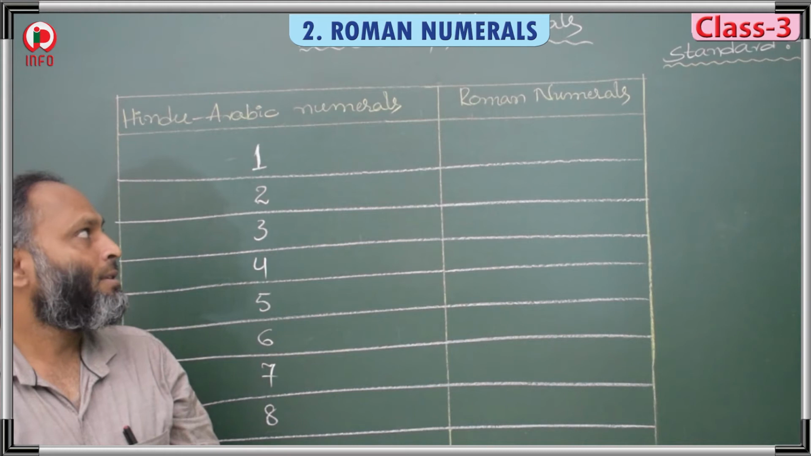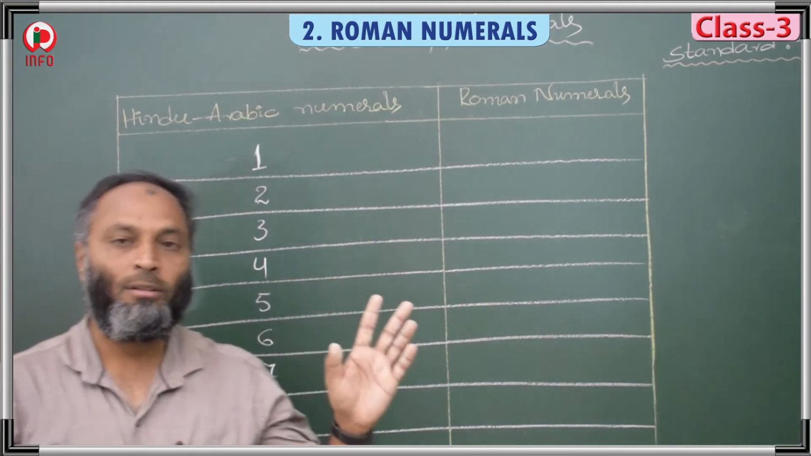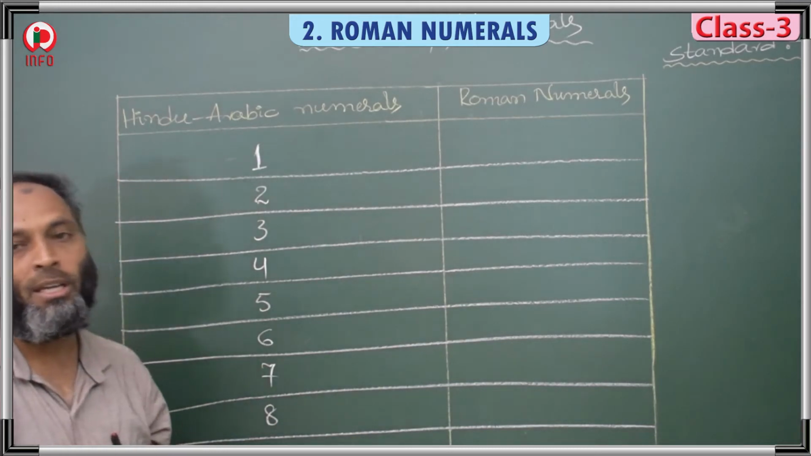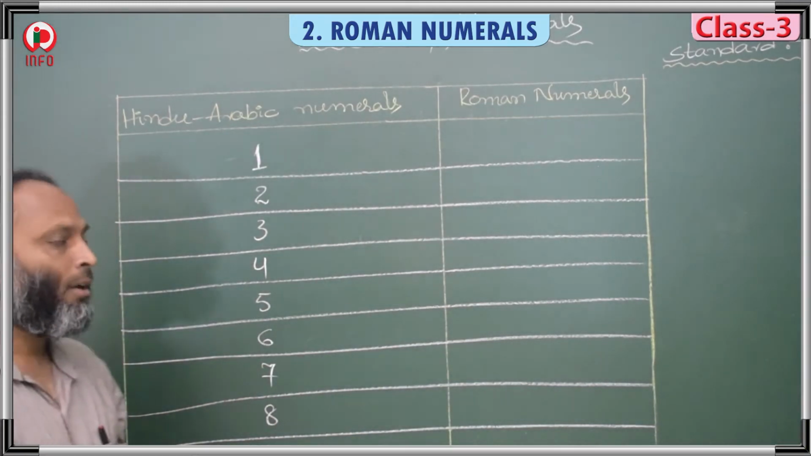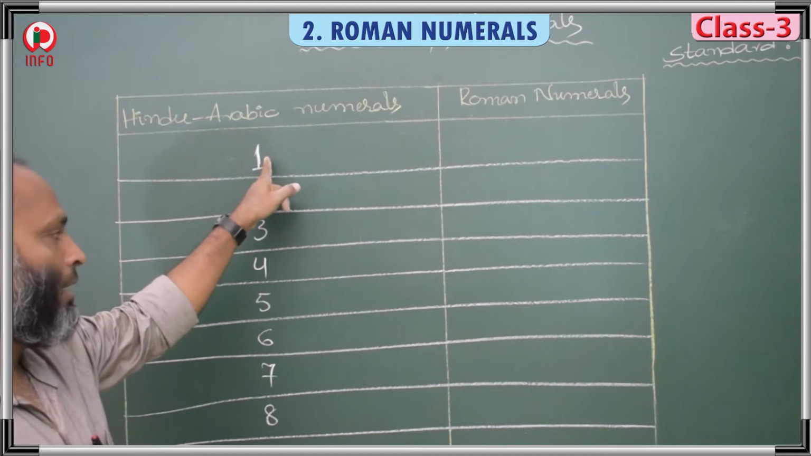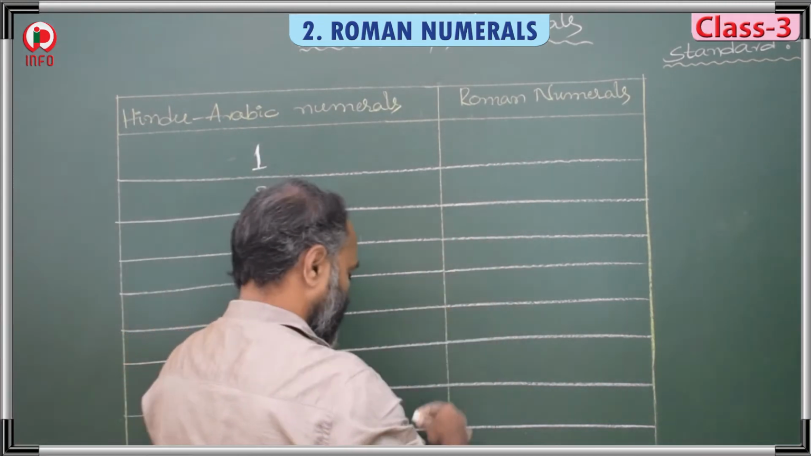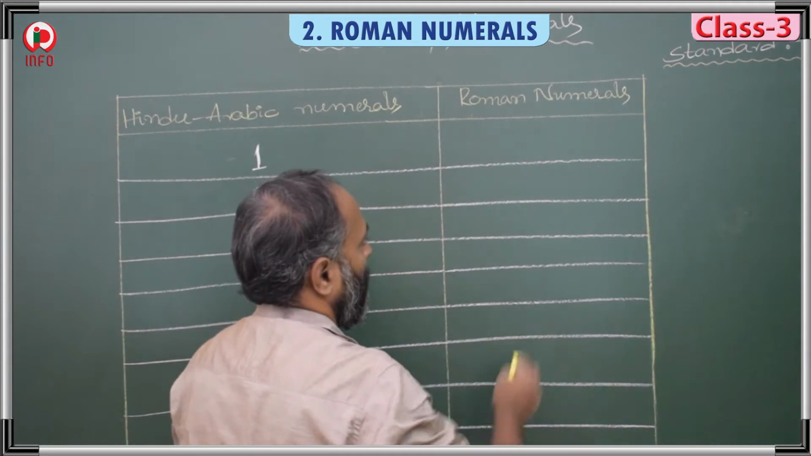Now we are going to discuss how to represent the Hindu-Arabic numbers as Roman numerals, up to 39, 40. First, 1 has a direct representation, that is I. In Roman numerals, we can represent it with I.